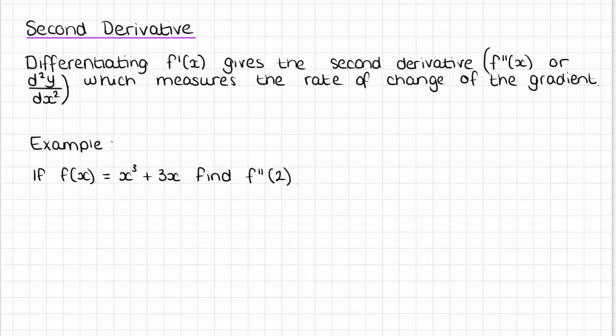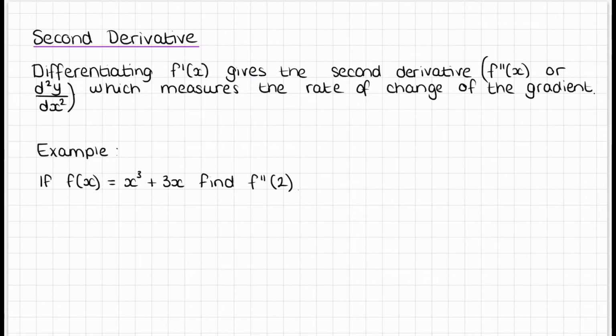This video is on the second derivative and concave up and concave down. When we've done the derivative once and we get f dash x, if we do the second derivative, it just means doing the derivative again. And we'll have f dash dash x, or we can write it d squared y over dx squared. What this does is it measures the rate of change of the gradient.